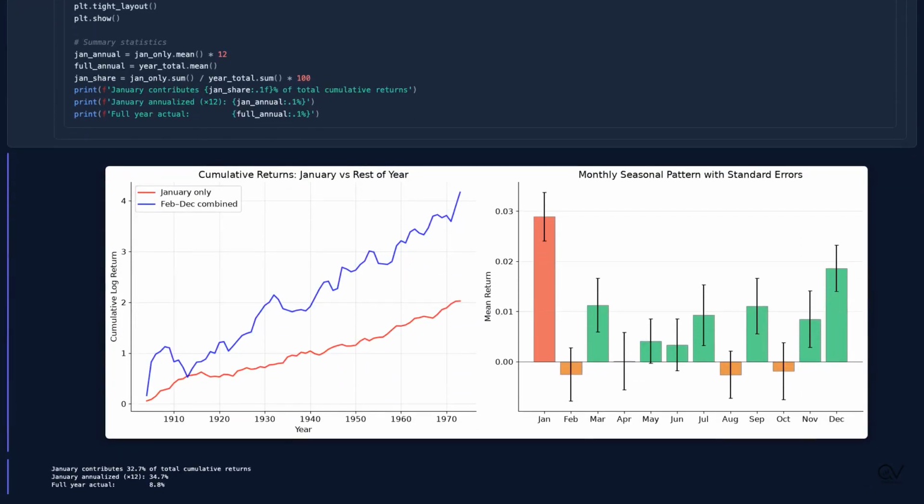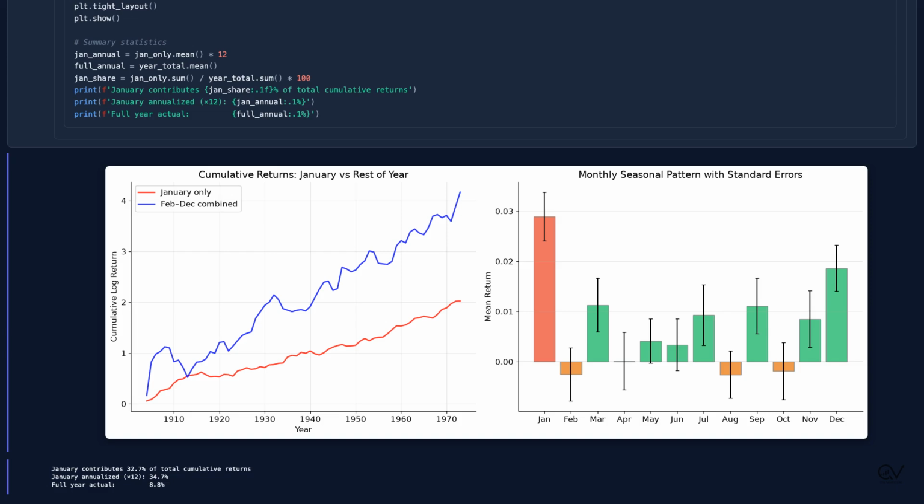This final visualization drives the point home. The left panel shows cumulative returns from investing only in January versus only in February through December. January alone, just 1 month per year, accounts for a disproportionate share of total cumulative returns.